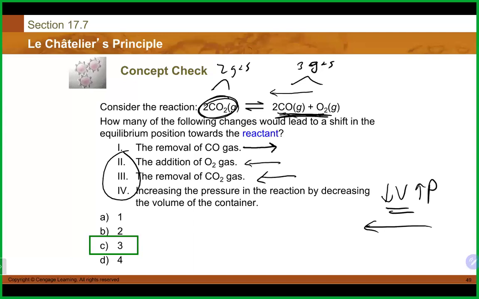The first one will cause the equilibrium to shift to the right. Any questions on that one there?